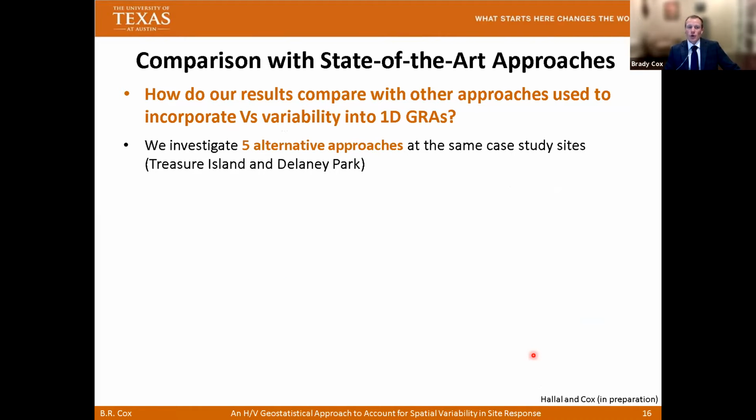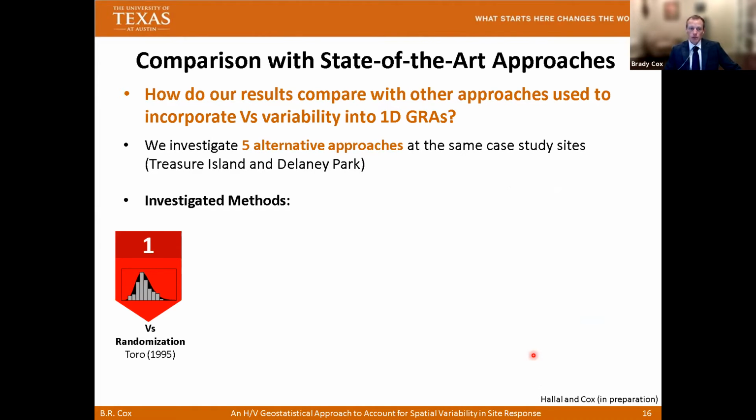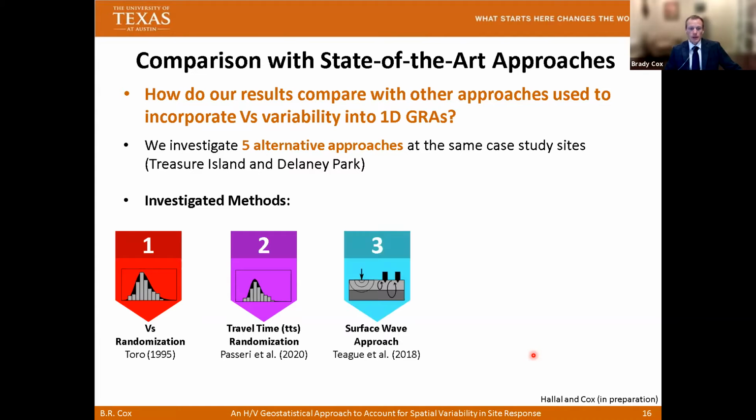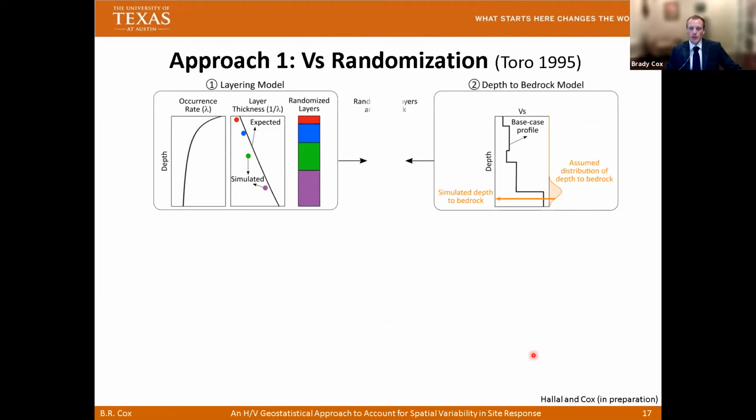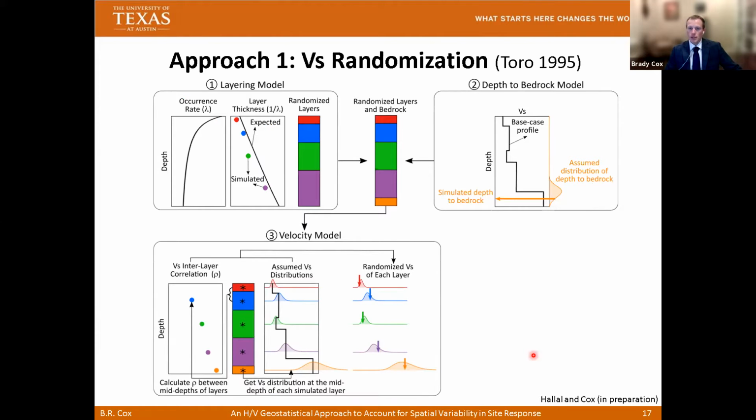So how does our approach compare with other ways that people use to account for shear wave velocity variability in 1D ground response analysis? So we investigated 5 methods: VS randomization, called Toro randomization; travel time randomization, which was proposed by Passeri and Sebastiano Foti; a surface wave approach, where we incorporate spatial variability from multiple VS profiles from surface wave testing; our H/V geostatistical approach, which I just showed you; and then changing the damping in the 1D ground response analyses.